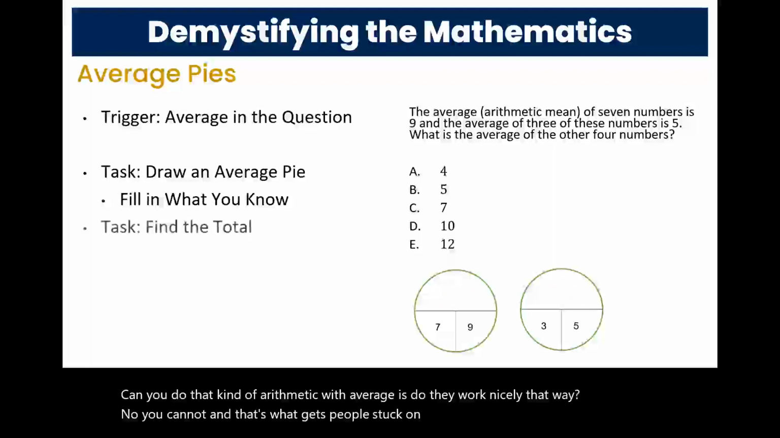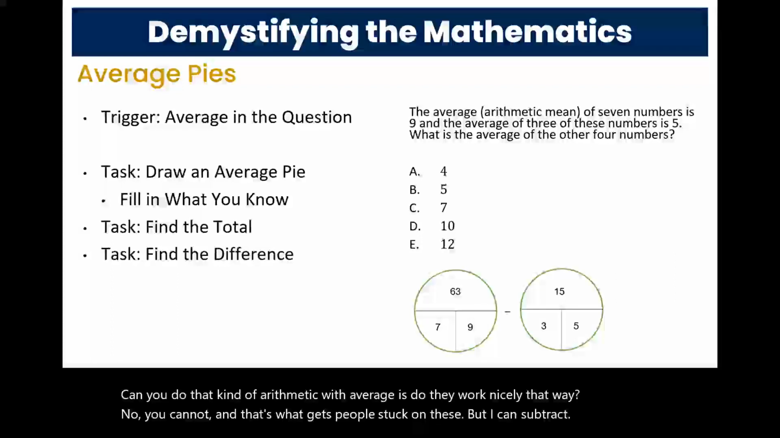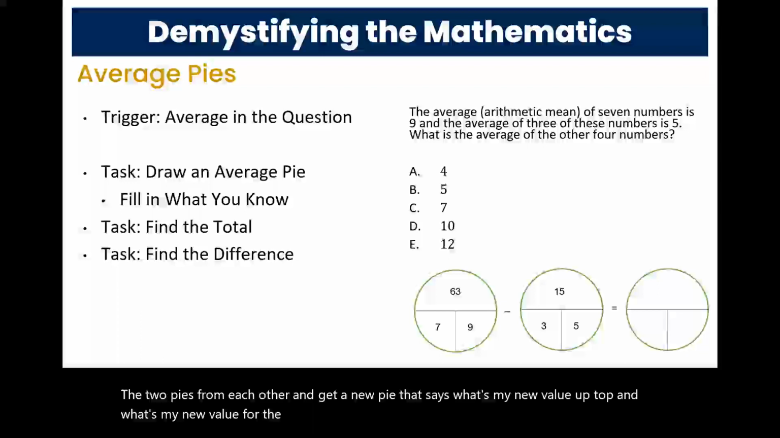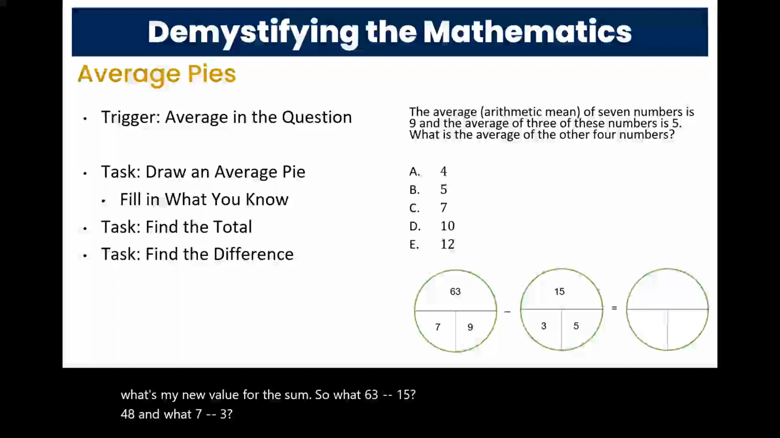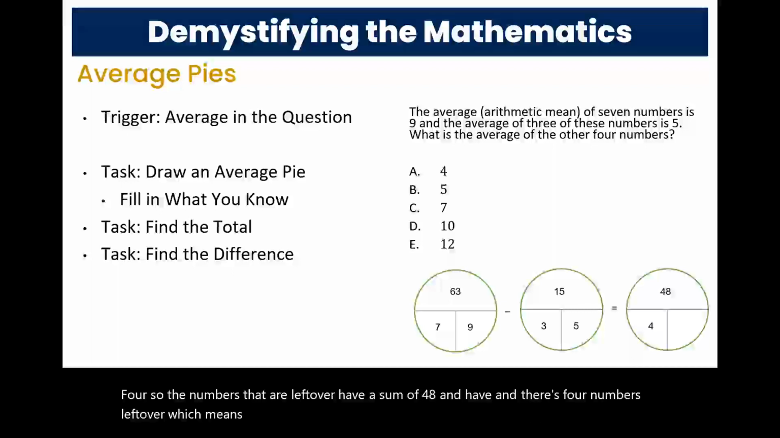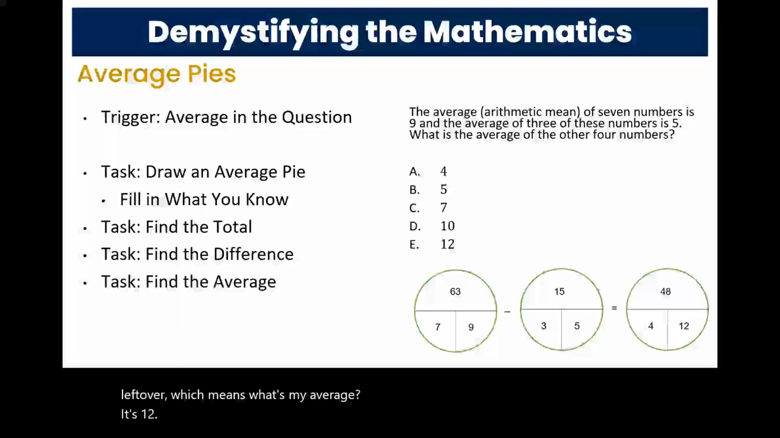But I can subtract the 2 pies from each other and get a new pie that says, what's my new value up top? And what's my new value for the sum? So what's 63 minus 15? 48. And what's 7 minus 3? 4. So the numbers that are left over have a sum of 48 and there's 4 numbers left over, which means what's my average? It's 12. And there's my final answer.